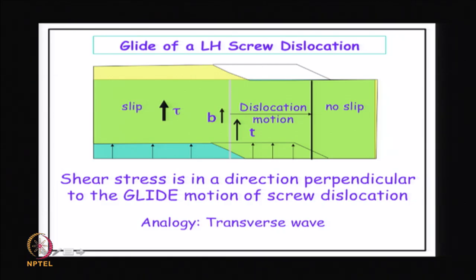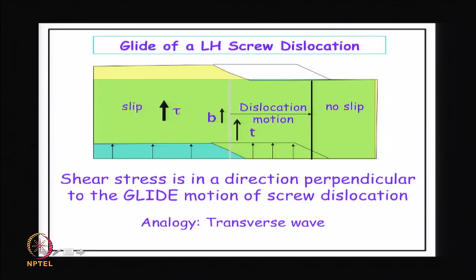The shear stress causing the motion in case of edge is in the direction of the motion, but in case of a screw it is perpendicular to the motion. But in both cases the shear stress is in the direction of the Burgers vector, which is the actual direction in which the atoms move. So, that completes our discussion of glide motion.